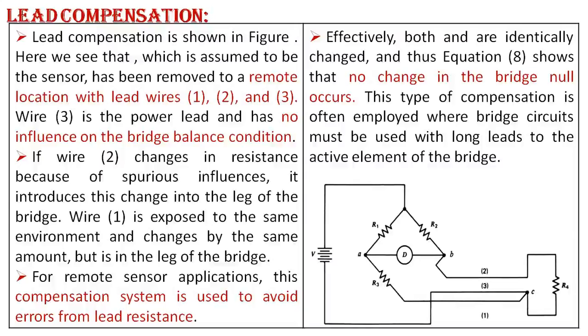Effectively, both arms are identically changed. Thus, equation 8 shows that no change in the bridge null occurs. These types of compensation are often employed where a bridge circuit must be used with long leads to the active elements of the bridge. So, the following diagram shows how to keep a Wheatstone bridge balanced using lead compensation.